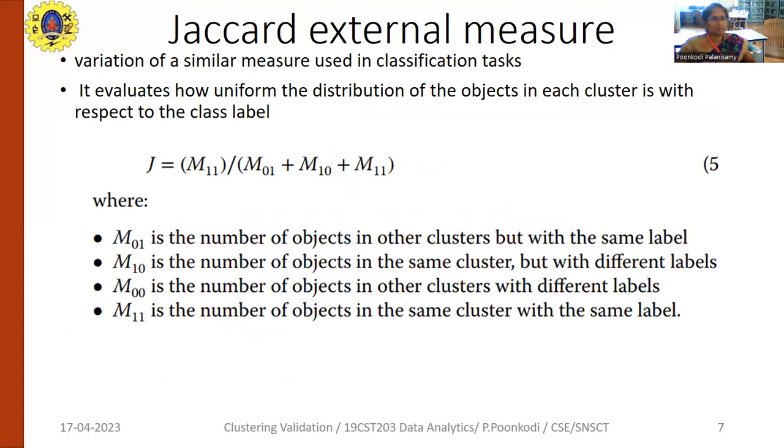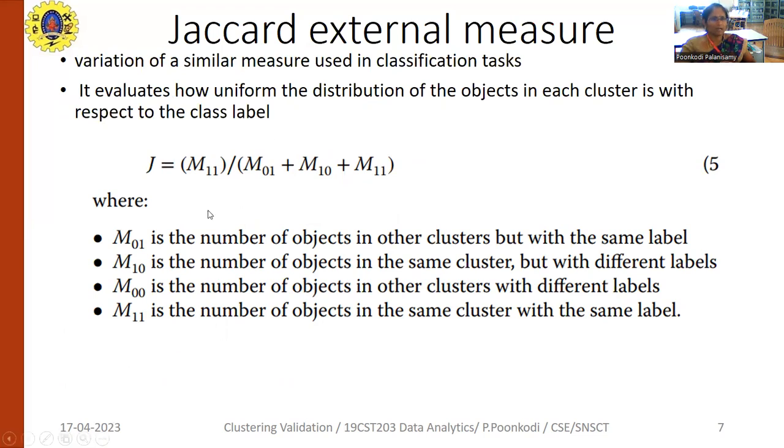The next one is the Jaccard external measure. This is one kind of measure available under the external indices. It is used to monitor the variation of similarity measures used in a classification task, and it is evaluated based on the uniform distribution of objects within a cluster, related to the class labels.